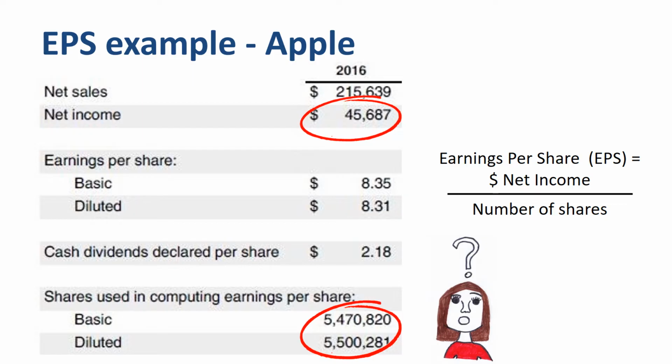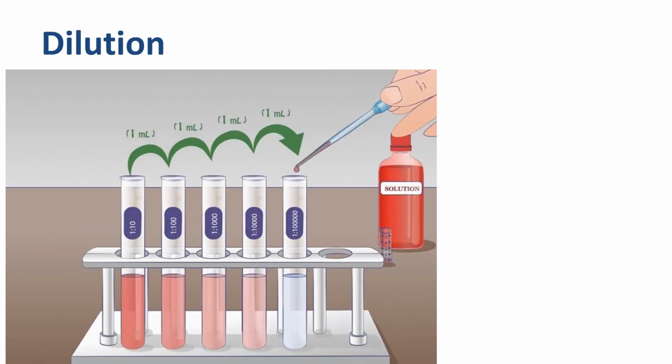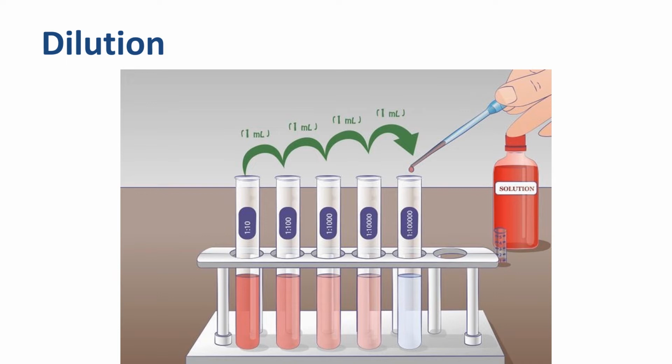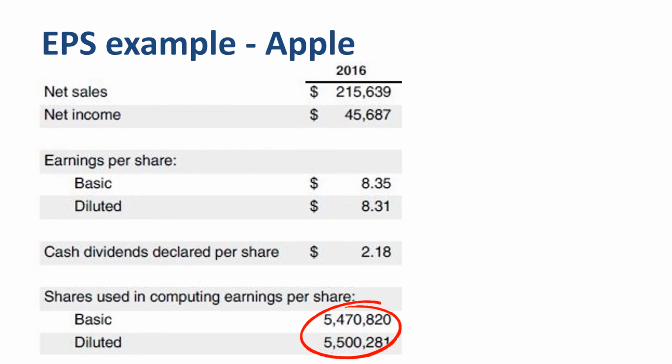There are two numbers at the bottom of the page, the basic number of shares and the diluted number of shares. What is the difference between these two? The word diluted gives it away. If you have ever taken a science class, you probably have worked on diluting the active ingredient in a fluid to make its effect weaker. That's pretty much the same as what is happening when you look at diluted EPS. The effect of dilution has been taken into account.